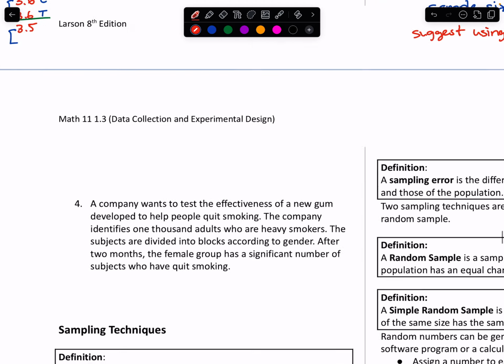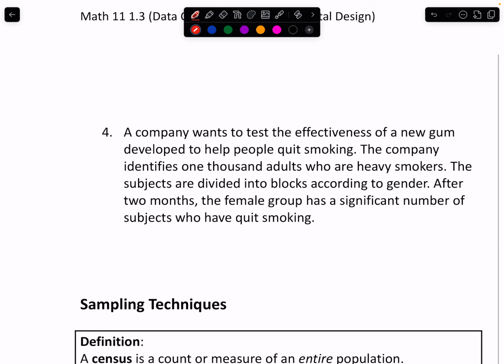Now for question 4, it says a company wants to test the effectiveness of a new gum developed to help people quit smoking. The company identifies 1,000 adults, that's good, they have a large sample now, who are heavy smokers. The subjects are divided into blocks according to gender. So I'm going to have one block of people who are males and another block who are females. We start with 1,000 and those get split. I don't know if it's an even 500 and 500, or 600 and 400, or some random numbers in between. Thankfully for this, it doesn't really matter.